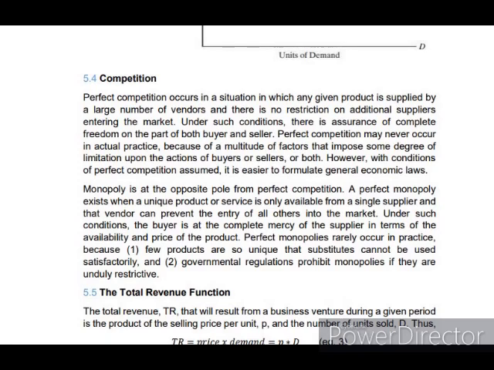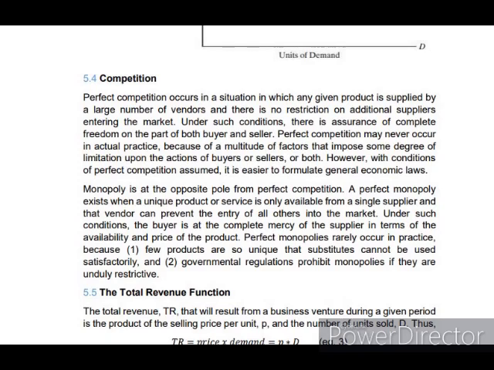Because of choices. Because the number of vendors increases, so do the choices. Okay? Choices of products or service. Next, perfect competition may never occur in actual practice because of a multitude of factors that impose some degree of limitation upon the actions of buyers or sellers or both. However, with conditions of perfect competition assumed, it is easier to formulate general economic laws. So here, we are just assuming a perfect competition.